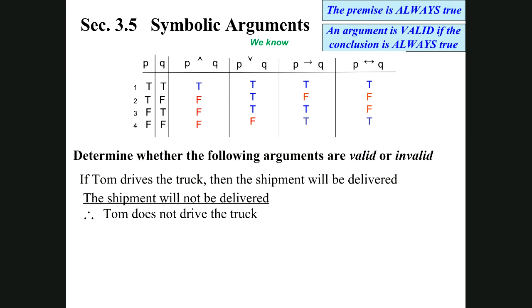Alrighty, looking at our first premise, if Tom drives the truck, if P, then the shipment will be delivered, then Q. The shipment will not be delivered, that's not Q. Therefore, Tom does not drive the truck, therefore not P. I'll write this a little neater below here. If Tom drives the truck, if P, then the shipment will be delivered, Q. The shipment will not be delivered, not Q. Therefore, Tom does not drive the truck, therefore not P.